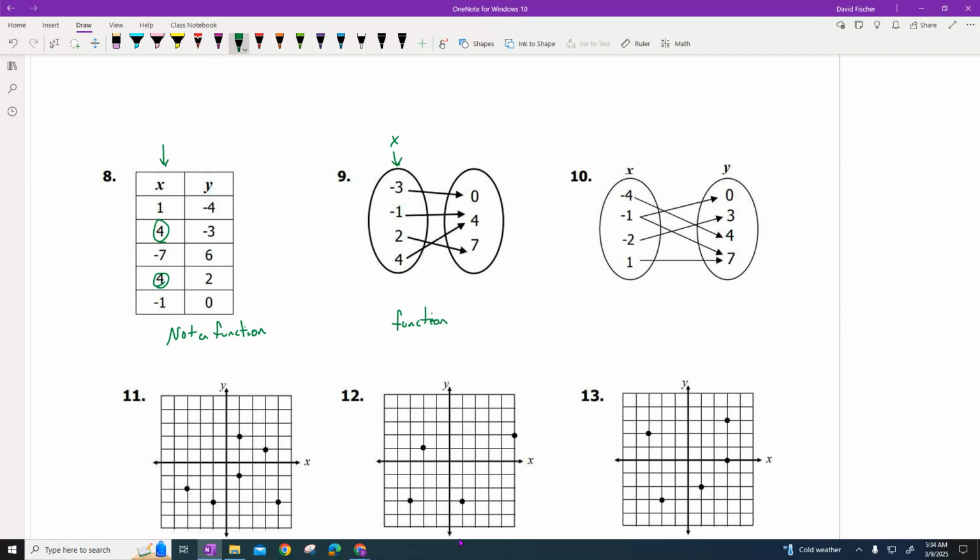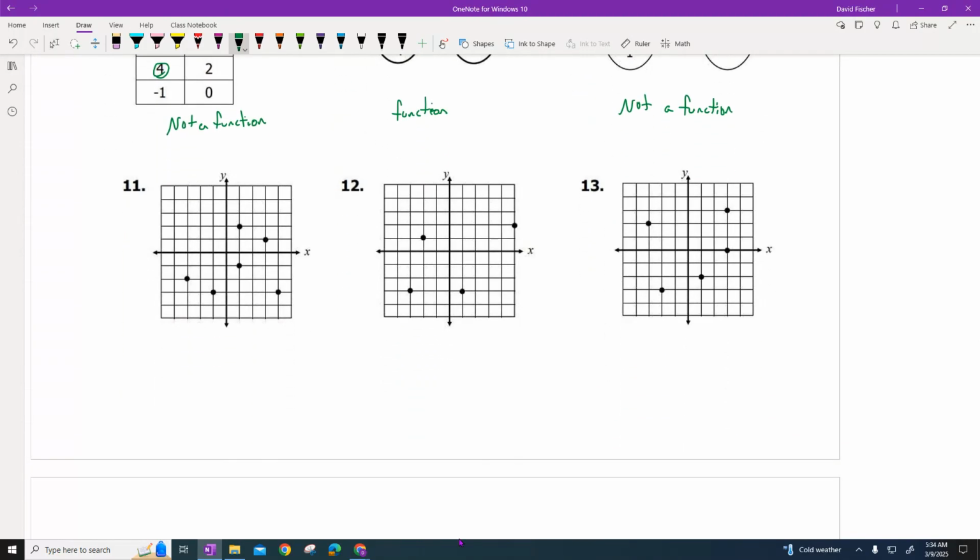Here's my x's. They even labeled it for us. You see how that guy has two lines right there? -1 would be matched up with 0, and -1 would be matched up with the 7. So right away, I know this is not a function. I don't even have to look. Make coordinates out of those guys. So this is pretty quick and easy.